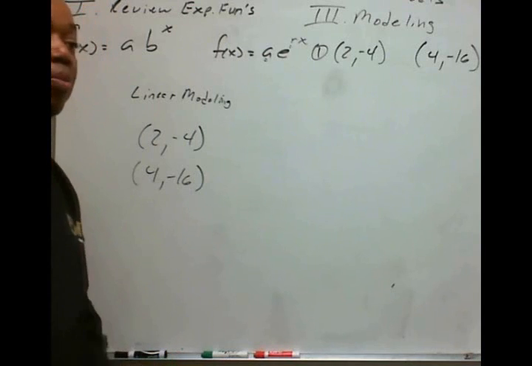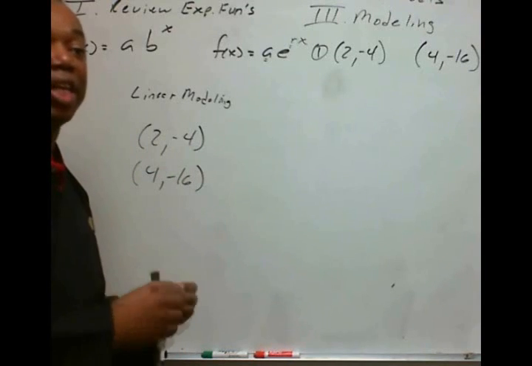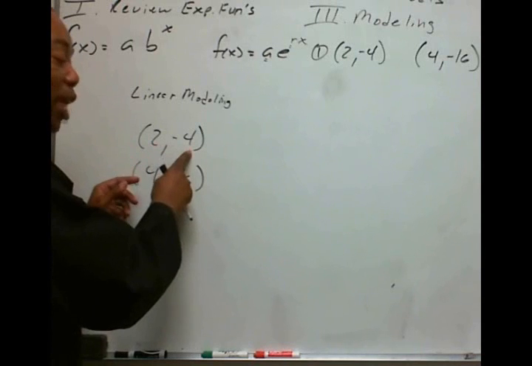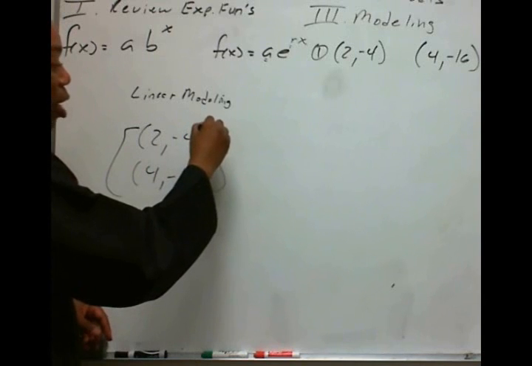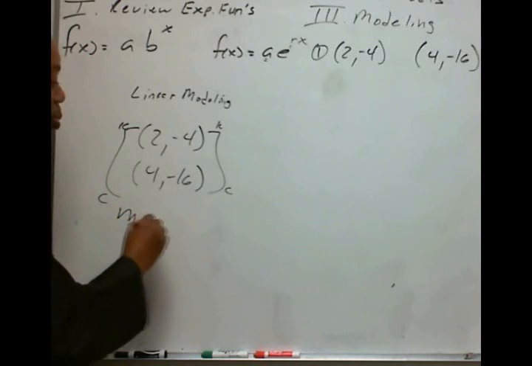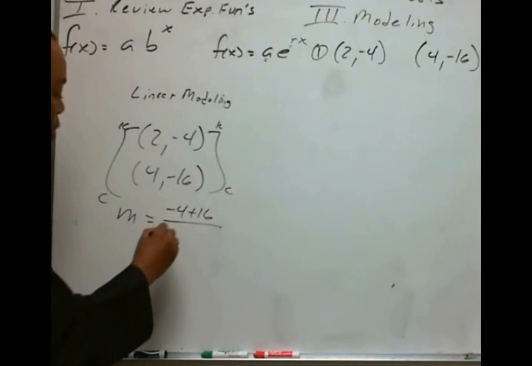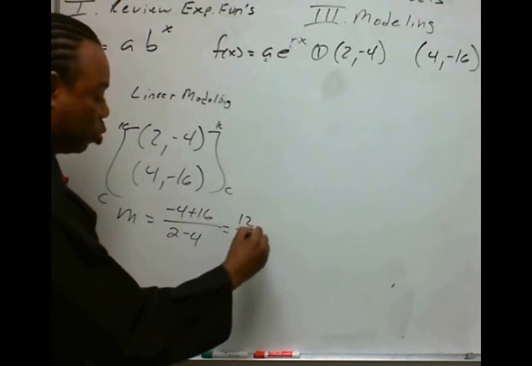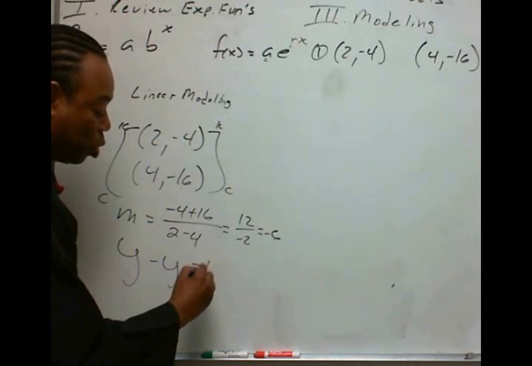Now we're going to do a little bit of modeling. As a review, we've already done linear modeling, where we took 2 points and we created a linear equation that went through these 2 points. This is input and this is output. Okay, and we did that by finding the slope. We did basically a keep and change. That gave us our slope. Let's say keeping -4 and then +16, keeping 2 and -4, and that gives us a 12 all over -2, which is -6. That's our slope.